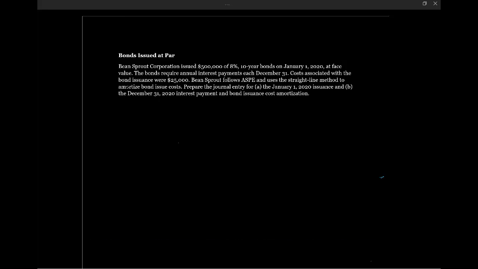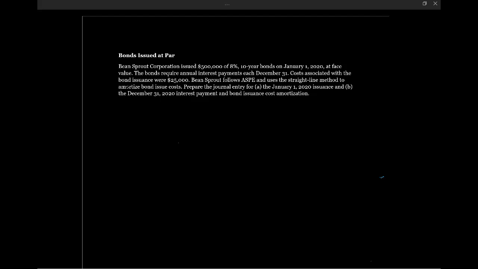Beansprout follows ASPE and uses the straight line method to amortize bond issue costs. Prepare the journal entry for the January 1st, 2020 issuance and the December 31st interest payment and bond issuance cost amortization. All right, let's take a look at what we have in this question.